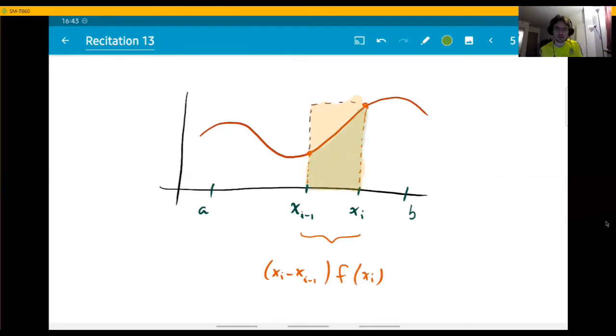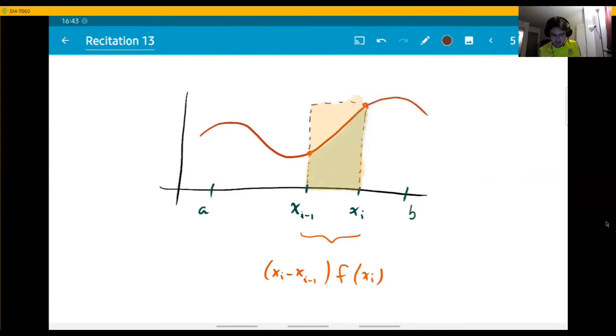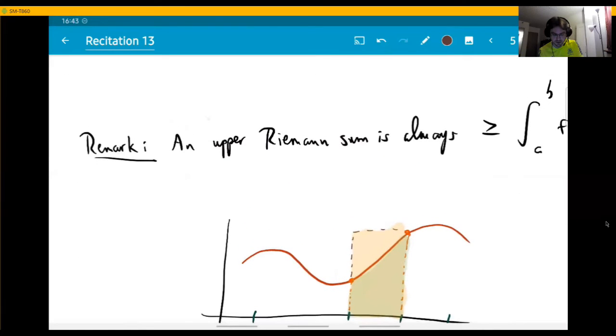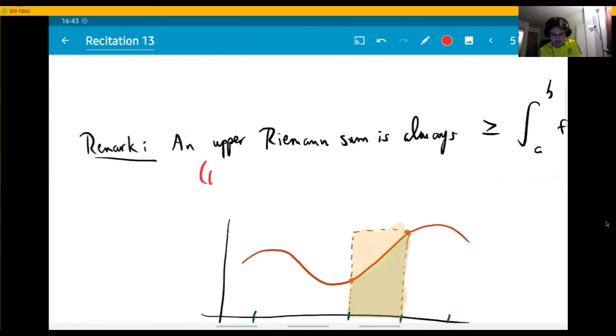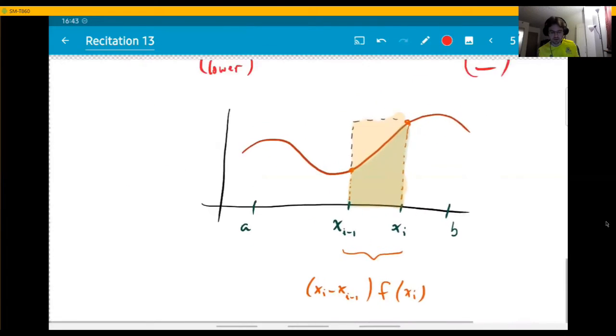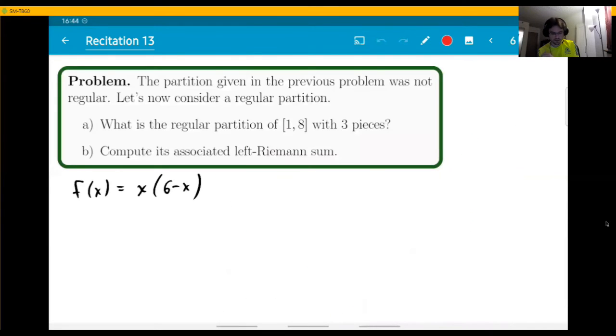So the area with an upper sum is always going to be a little bit larger in each piece, and therefore also in the whole sum. So this explains this remark. And similarly, if you have a lower Riemann sum, then it's always less than or equal to the integral. But we already mentioned this in lecture. So let's move on to the next example.